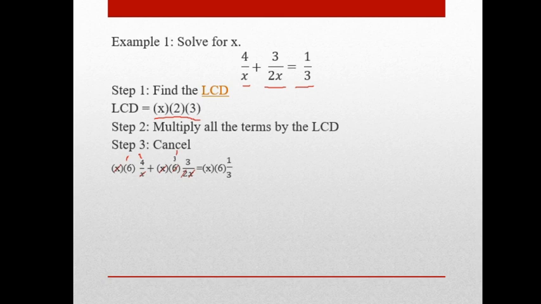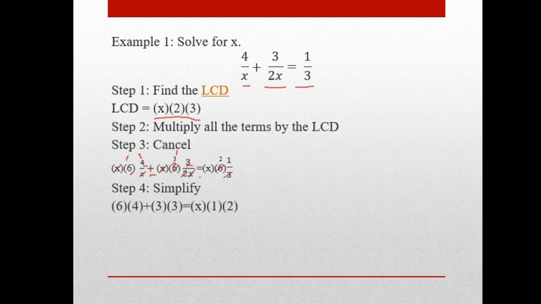Sa last term, anong pwede natin i-cancel? Pwede ba natin i-cancel si X? Hindi. Kasi wala naman X dun sa denominator. So, ang pwede natin i-cancel si 6 tsaka si 3. So, 6 divided by 3 is 2. So, natira dito, 6 times 4, tapos 3 times 3, tapos x times 2 times 1. So, yung mga operations, gagamitin lang natin or kukopyahin lang natin.